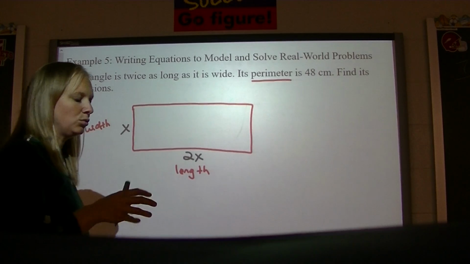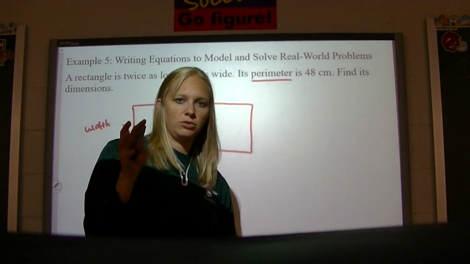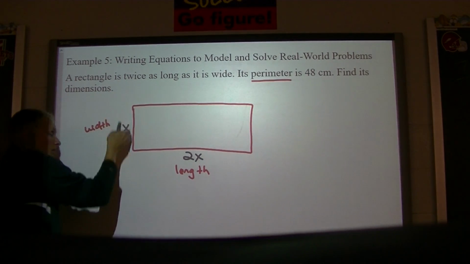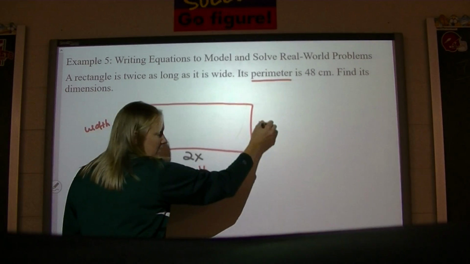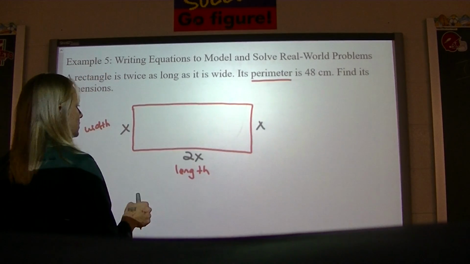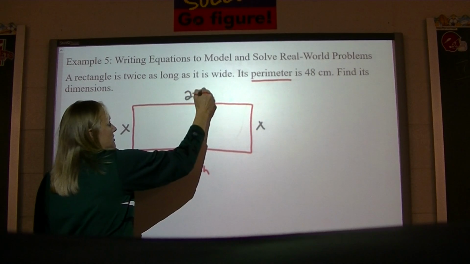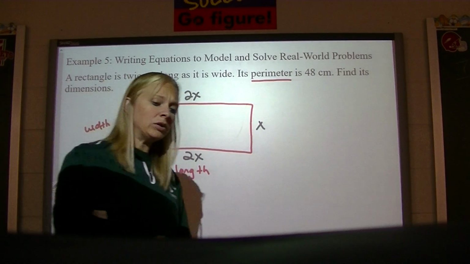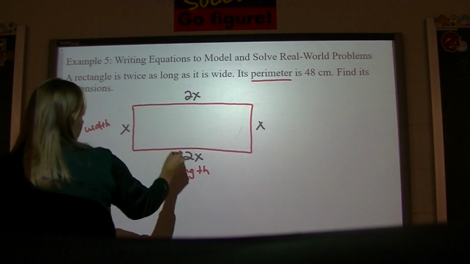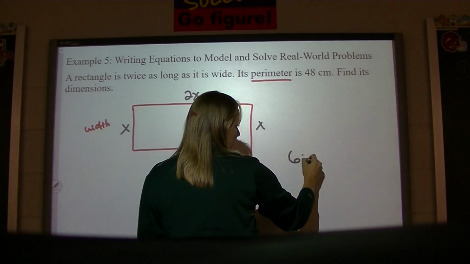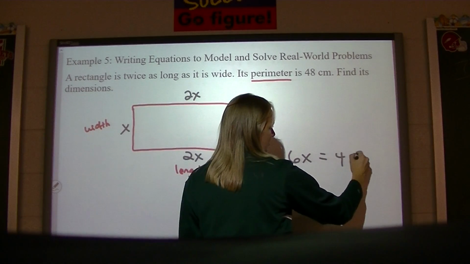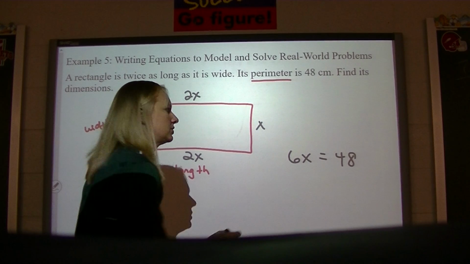And we can use the rules of rectangles. If this side is x, this side has to be x because they're parallel sides, and they equal the same length because it's a rectangle. Same here, if this is 2x, this is 2x. Now I can use the definition of perimeter and add all 4 sides up. So I have 6x equals the entire perimeter, which is 48, and solve for x.